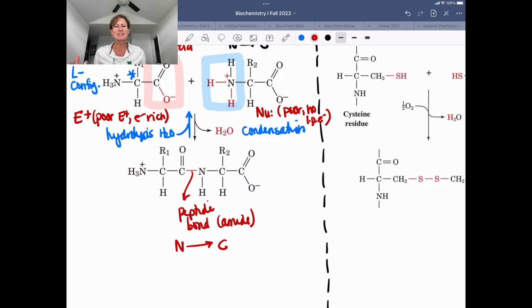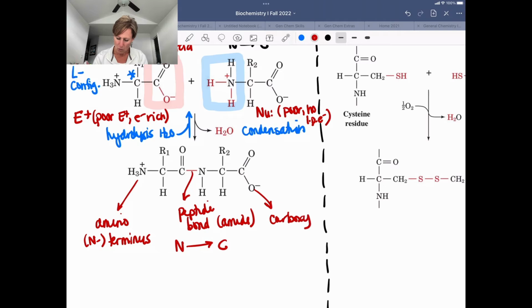Just to highlight, it's a little bit of semantics with words when we talk about peptide versus protein. Usually peptide represents a short portion of a protein, so maybe a section of it, and protein typically refers to something larger or the entirety of a molecule. So this end, not surprisingly, is called the amino terminus, or sometimes the N-terminus. And then this end is called the carboxy, or the C-terminus.